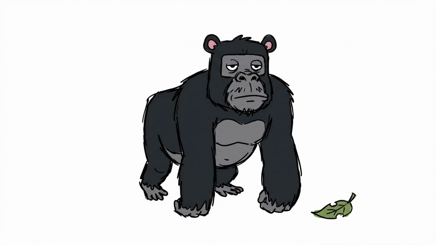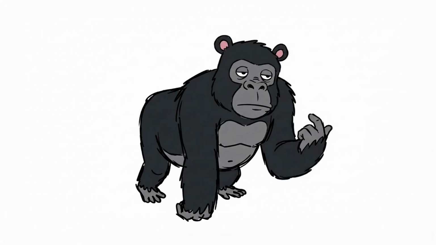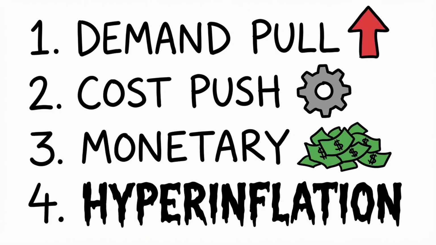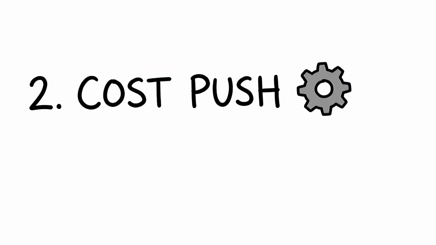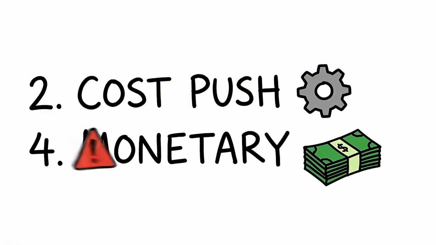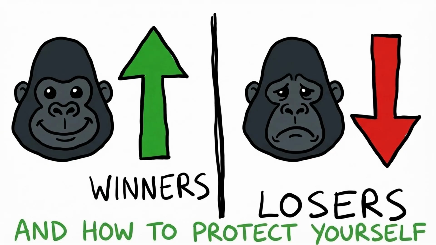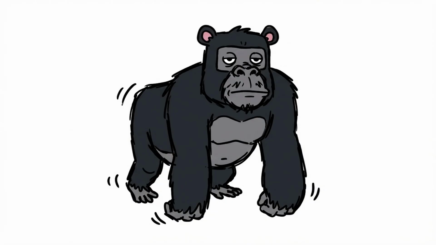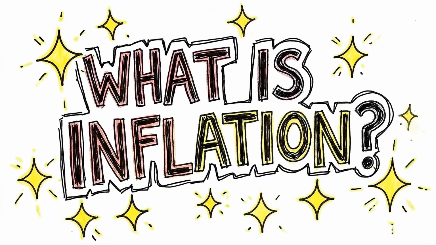That question, that frustration, that confusion you feel when everything just costs more, that's inflation. And today, we're going to break it down. By the end of this video, you'll understand every type of inflation: demand pull, cost push, monetary inflation, and the big scary one, hyperinflation. You'll know who wins, who loses, and most importantly, how to protect yourself. We're going from the banana stall all the way to Alpha Kong's leaf printing machine. Let's go. So what is inflation?